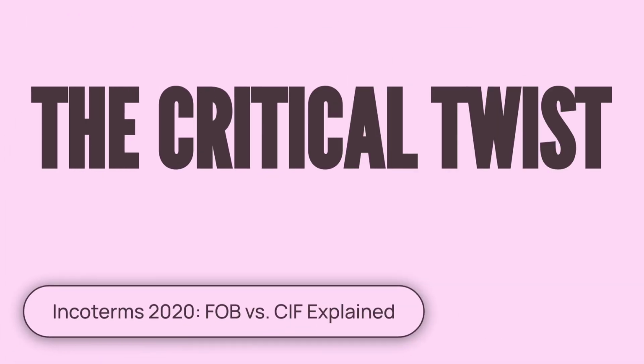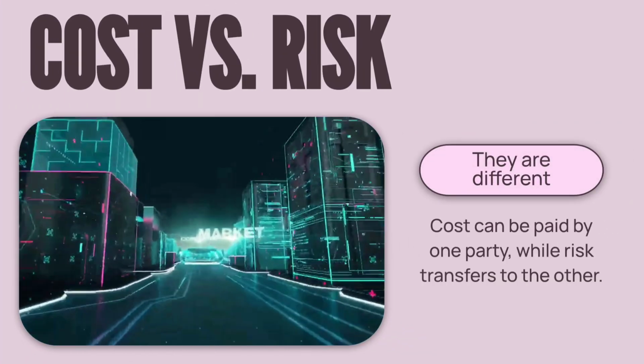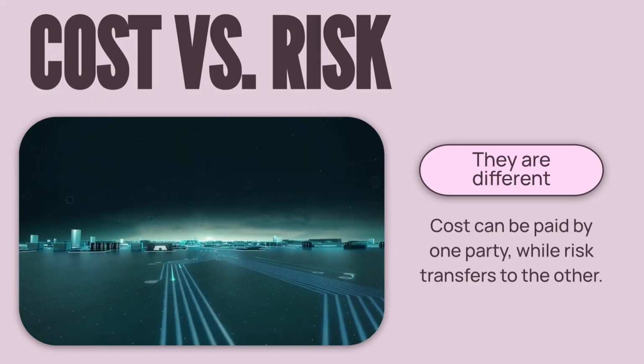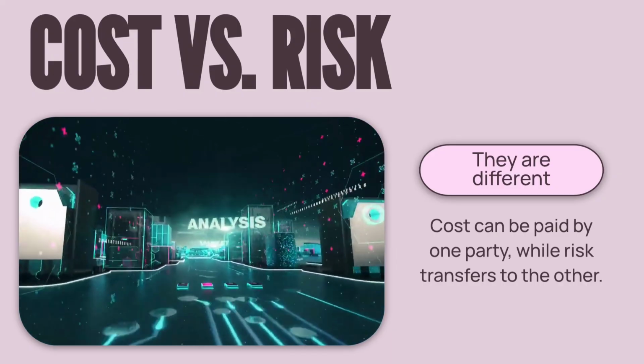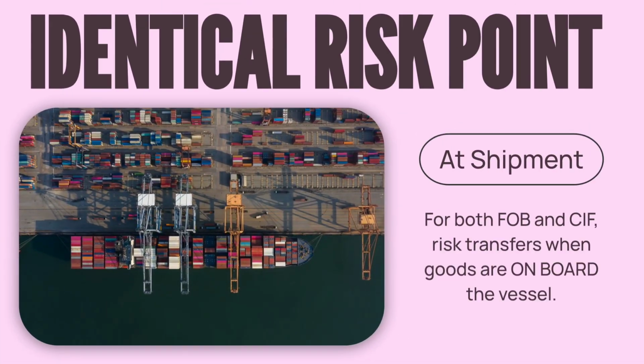Now for the most common trap for beginners in international trade, the crucial difference between cost and risk. The Incoterms rules clearly separate the transfer of cost from the transfer of risk. Just because the seller pays for the freight to the destination under CIF doesn't mean they bear the risk. Here is the key point. Under CIF, the risk still transfers to the buyer the moment the goods are placed on board the vessel at the port of shipment, not when they arrive at the destination port.